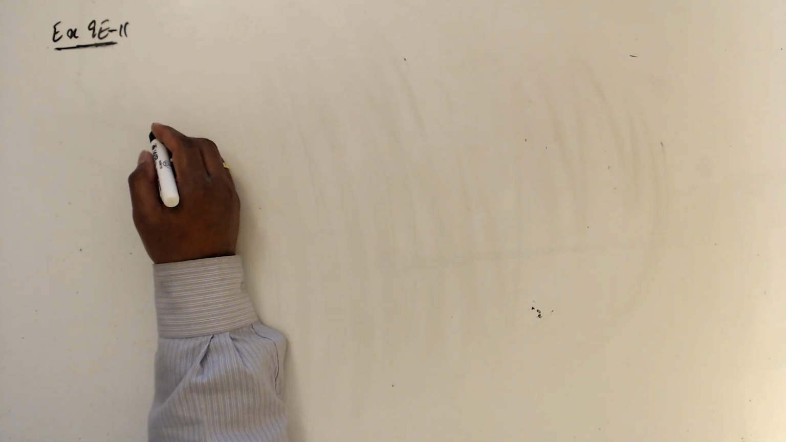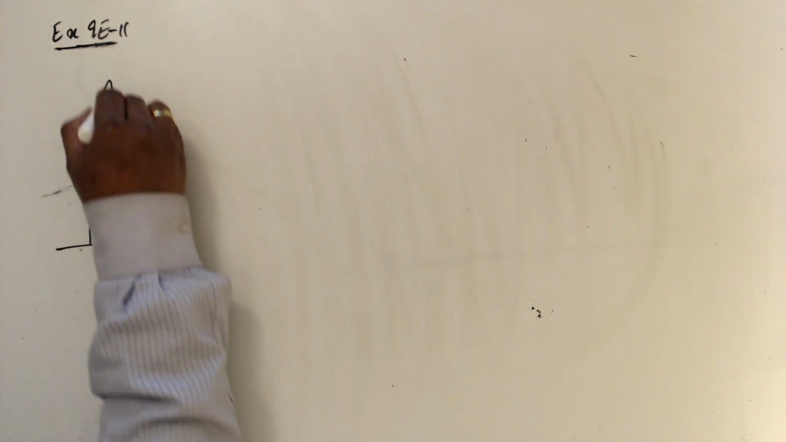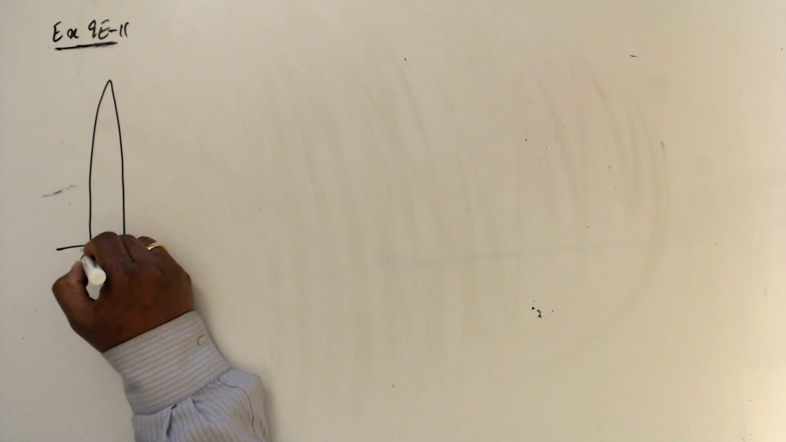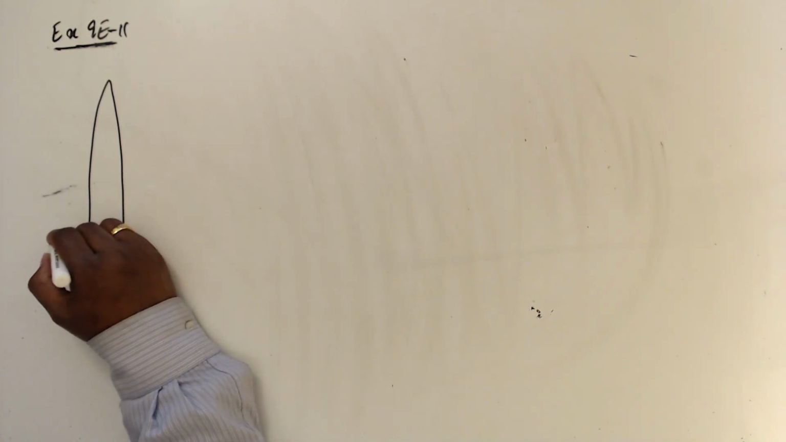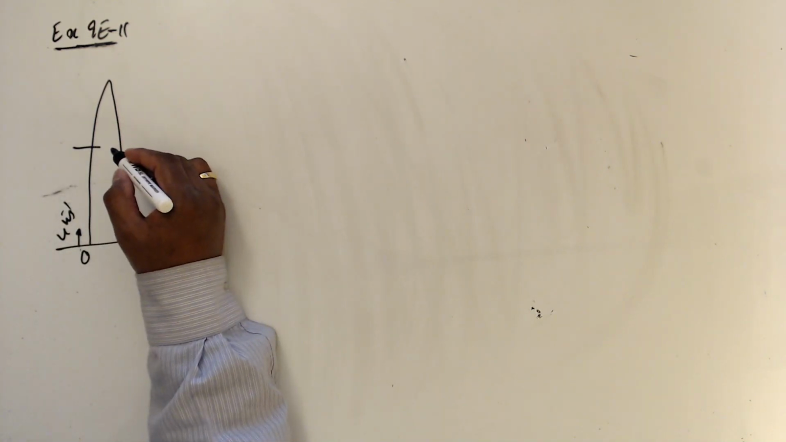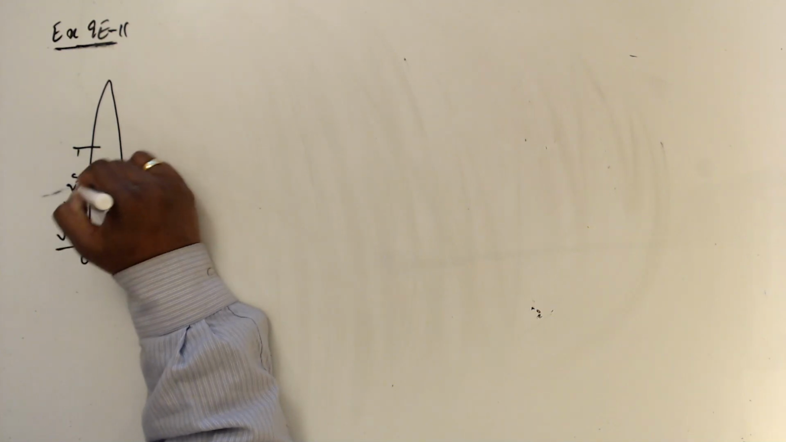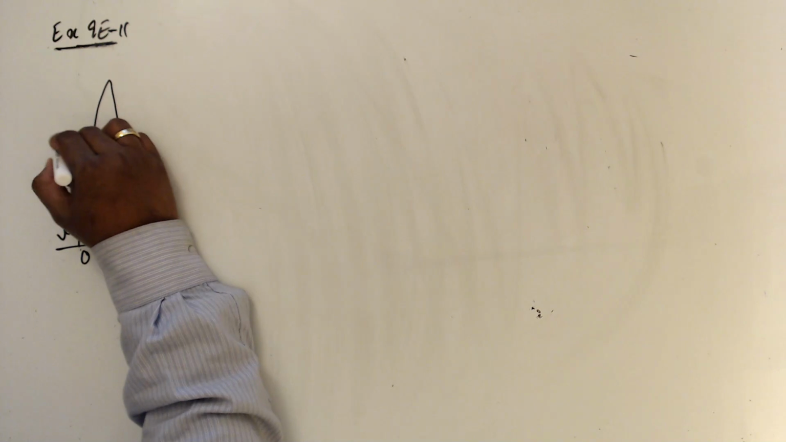Question number 11. A particle is projected upward from O with speed u. After t seconds, 2 seconds, the velocity is given as one third u.